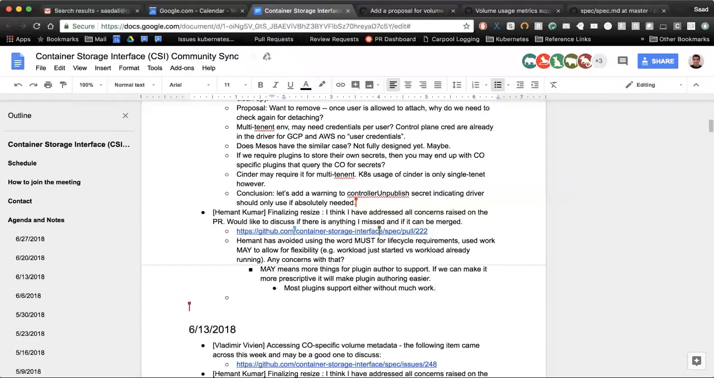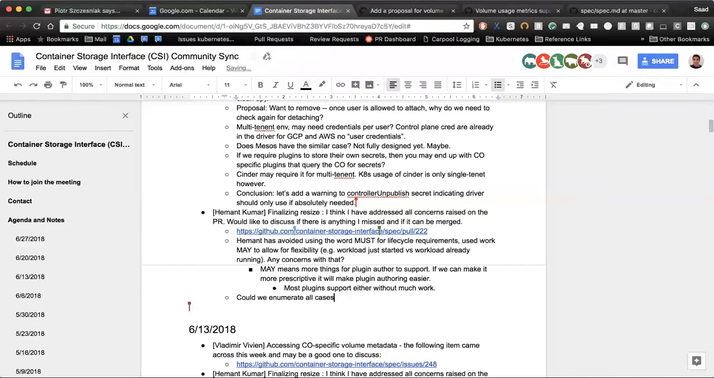Could we have just the cases that you mentioned here, like the workload just started versus the workload is already running, enumerate those and then use the stronger language? Or is that just too difficult to capture all the possible cases? Yeah, it becomes a little bit too verbose, I feel, if I try to capture all the permutations and combinations at which this node expand volume could be called.